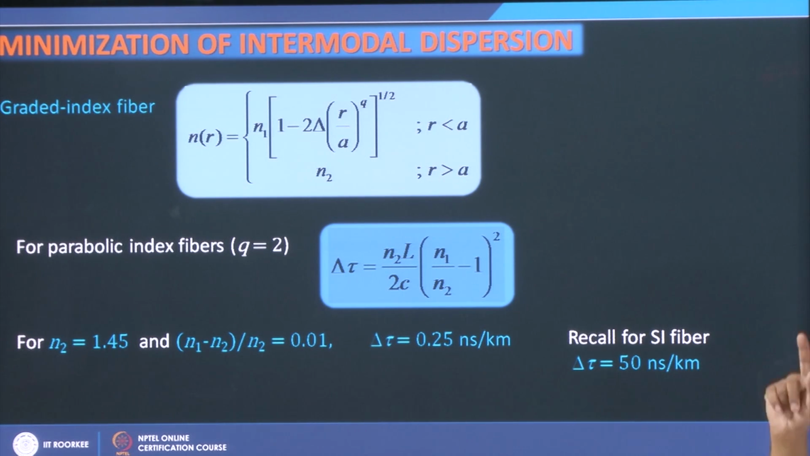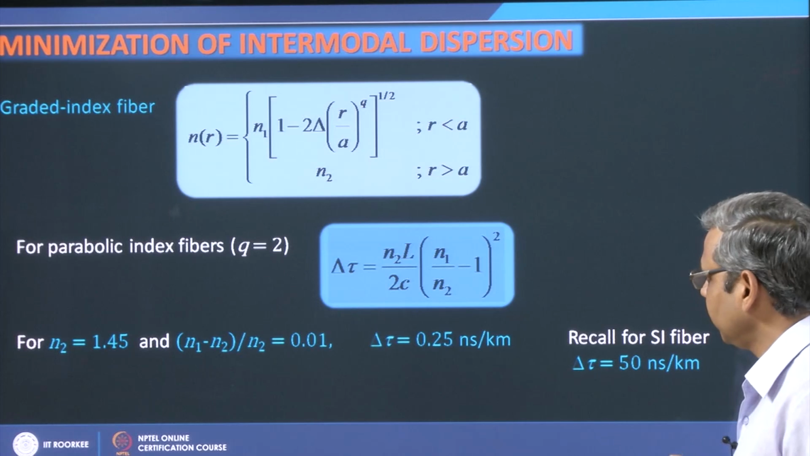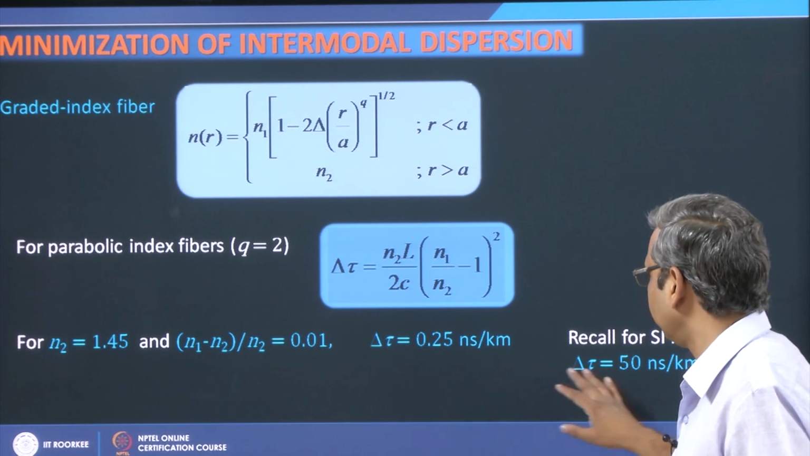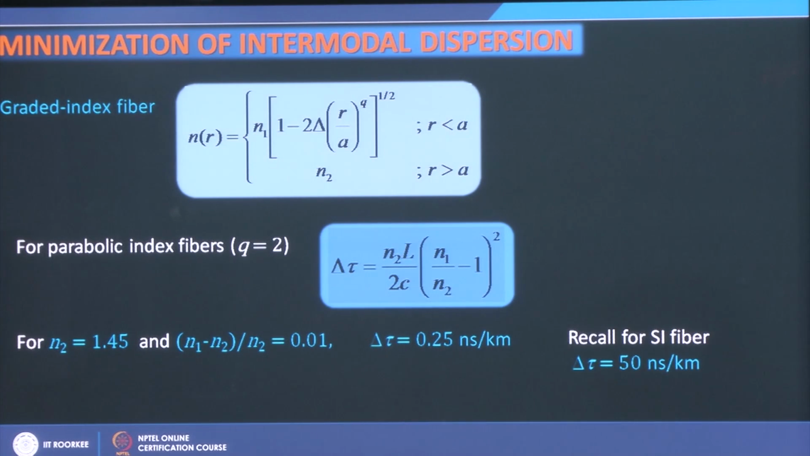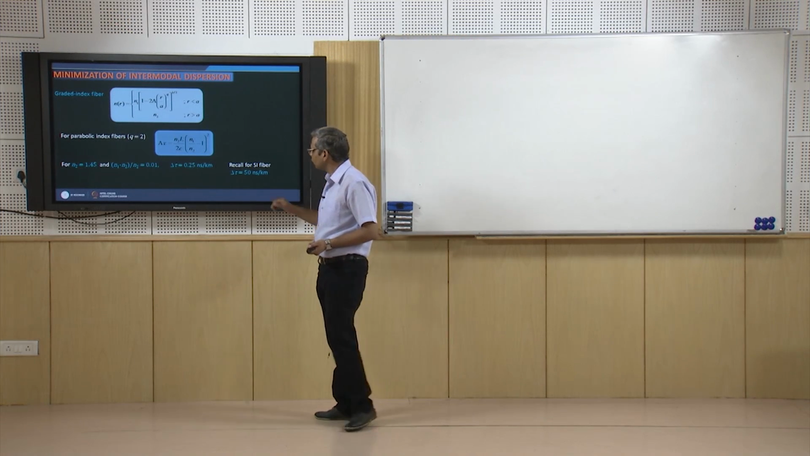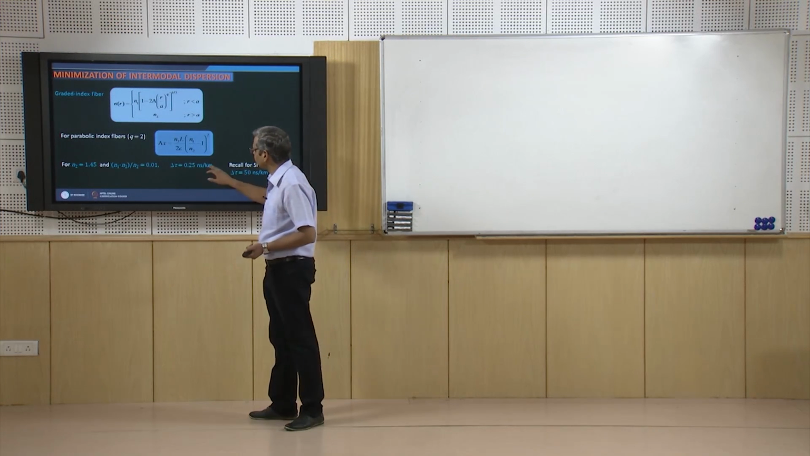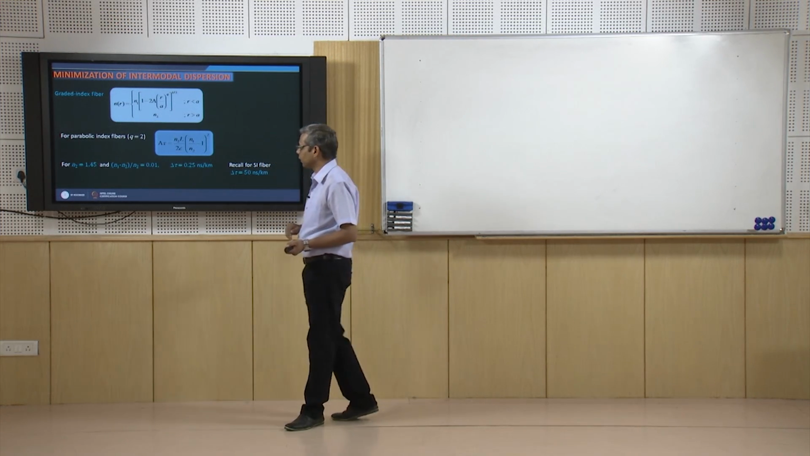Recall that for step index fiber, delta tau was something like 50 nanoseconds per kilometer. So, I can bring it down from 50 nanoseconds per kilometer to 0.25 nanoseconds per kilometer.